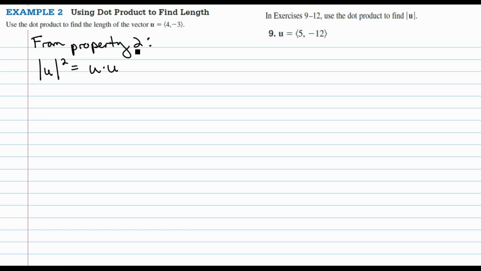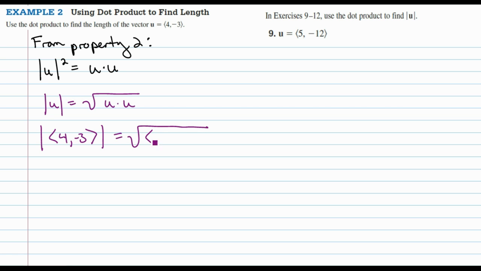Now property 2 says that the magnitude of vector u squared equals the dot product of u to itself, which sounds strange, but let's just go with it. So I'm going to take the square root of both sides, and therefore the magnitude of our vector u, which is 4, -3, is going to equal the square root of the dot product of that vector and itself.